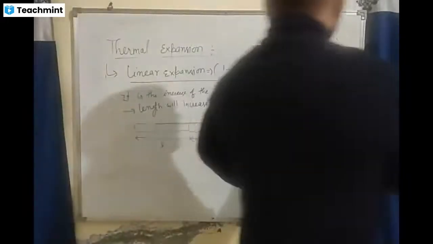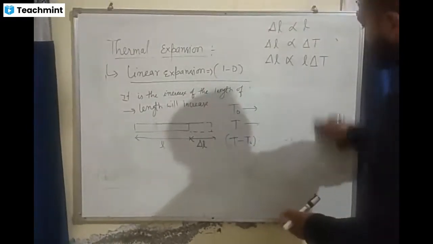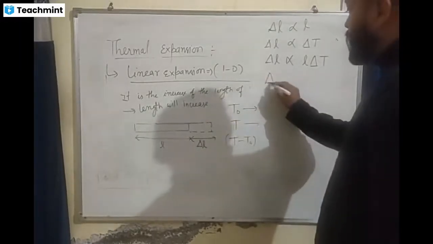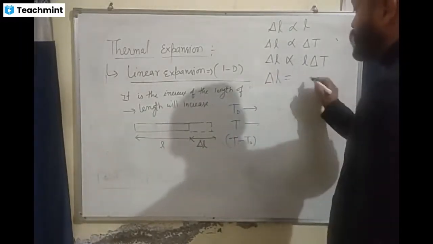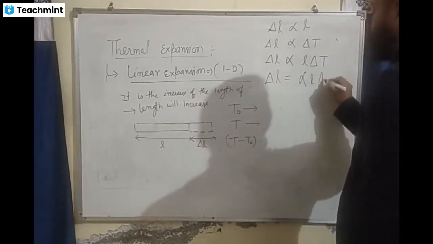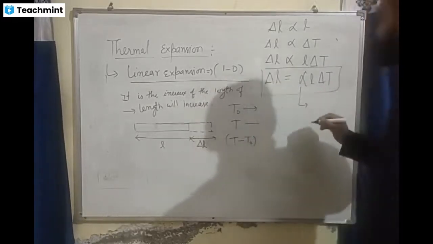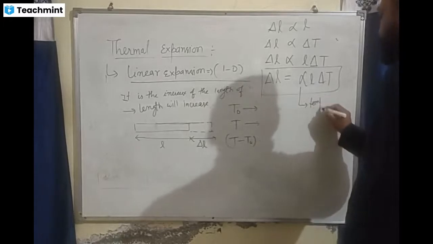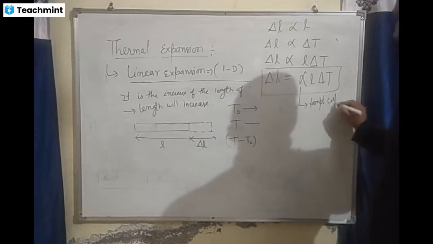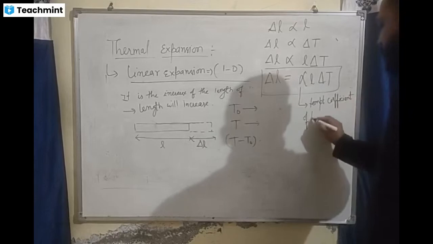So if we remove this proportionality sign, then delta L is equal to, now I am writing, alpha L into delta T. Here this alpha is known as the temperature coefficient of linear expansion.